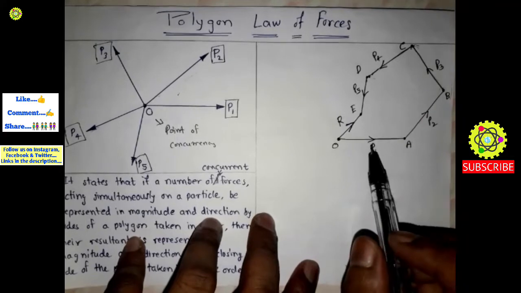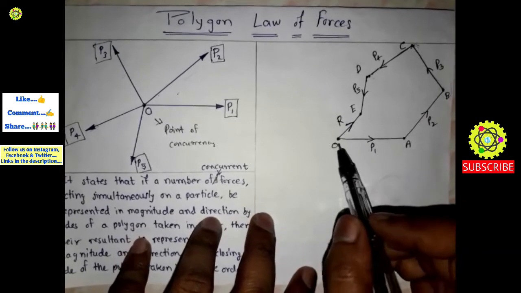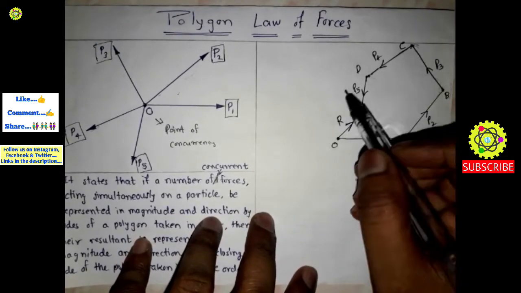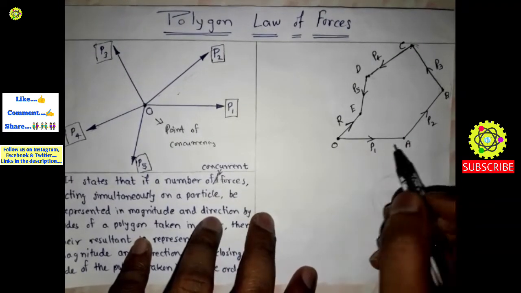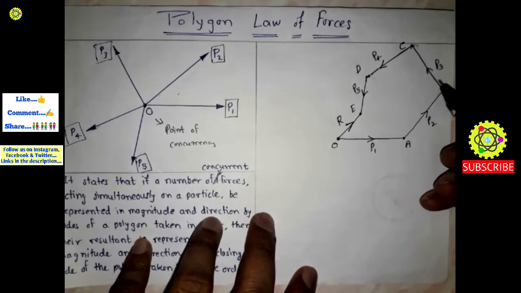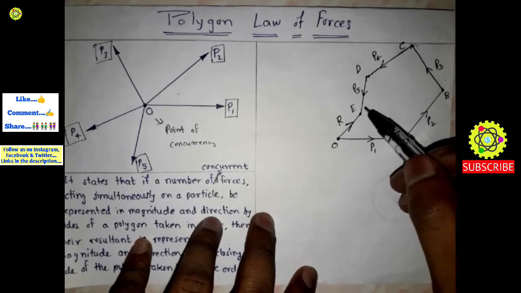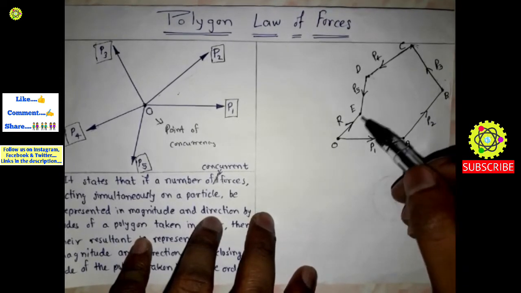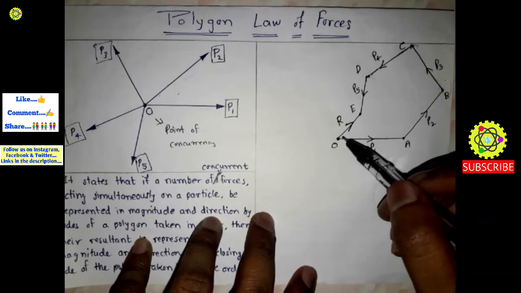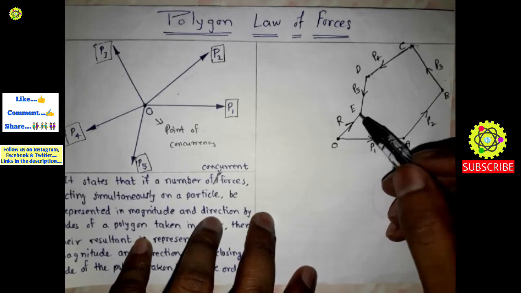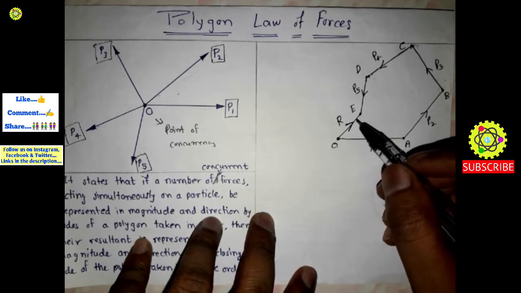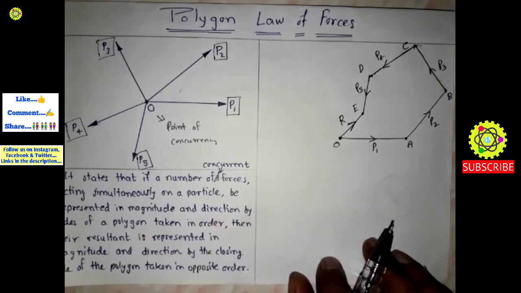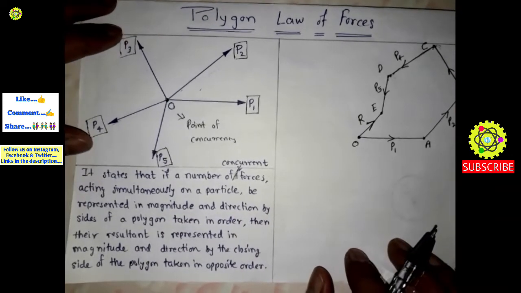Here these forces are acting on the point simultaneously, and when we draw all these forces, it forms a polygon, and its closing side, when we take it in opposite order, is called the resultant. This closing side is called the resultant. You will see the definition now to understand better.